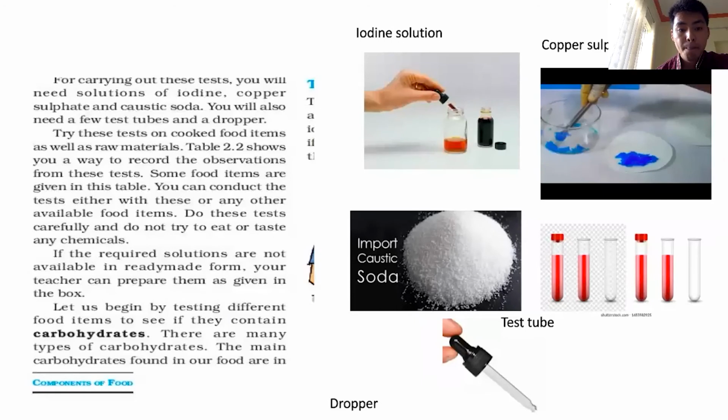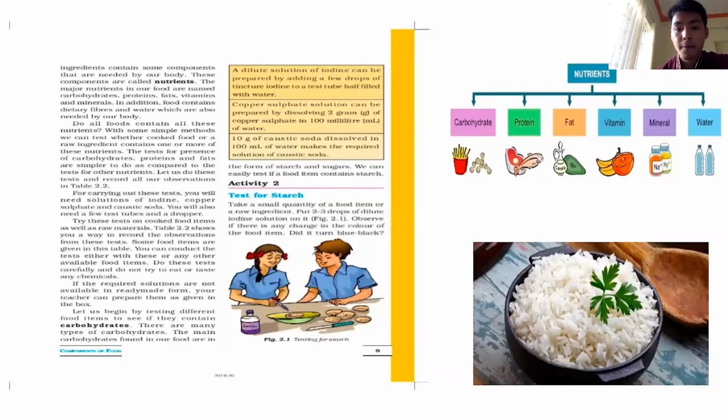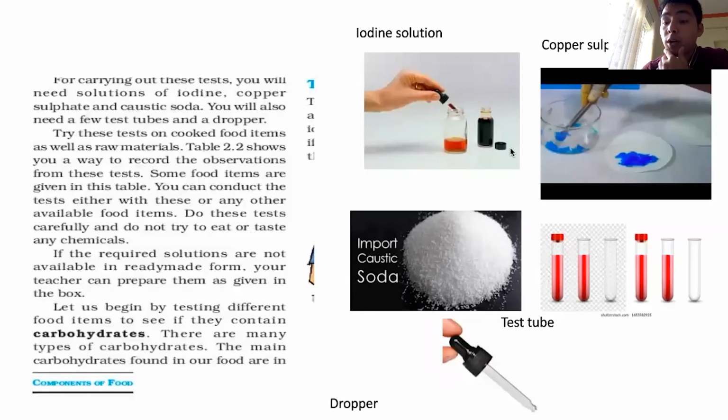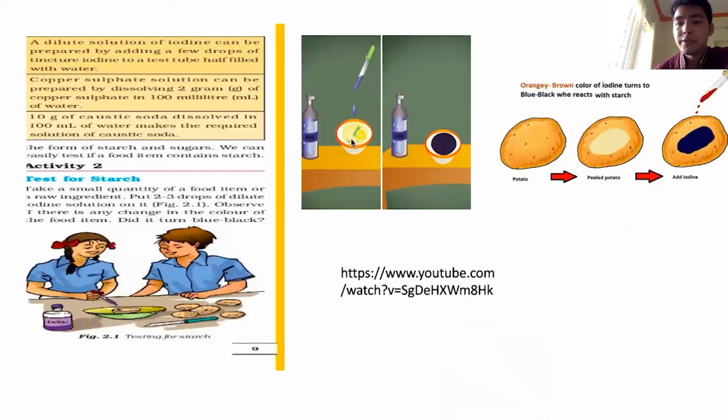So basically, we'll first try with the carbohydrate. We need iodine solution, copper sulfate, caustic soda, a test tube, a glass, and a dropper. Then next, what we will do is, it's pretty simple.